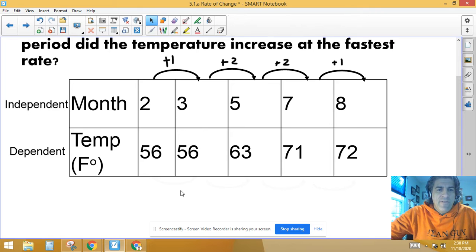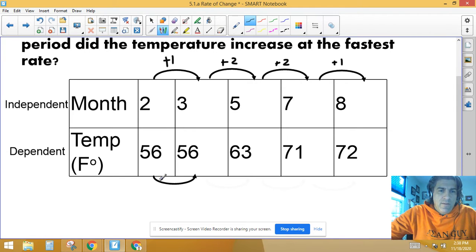Now I want to find the corresponding dependent increases. From the month 2 to 3, it went up a whopping nothing. It didn't change. The average temperature stayed the exact same. All right. From 56 to 63 degrees from month 3 to 5, it jumped 7. What? It got warm and toasty up in there.